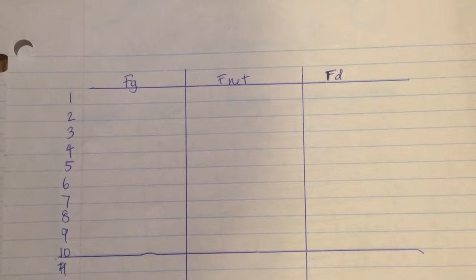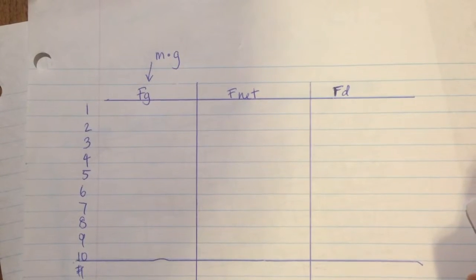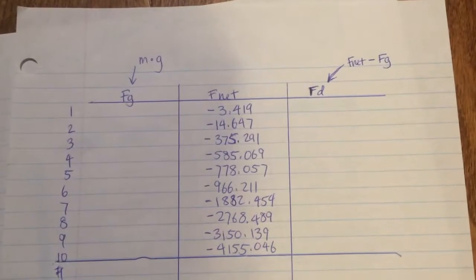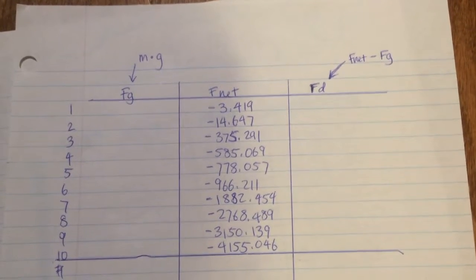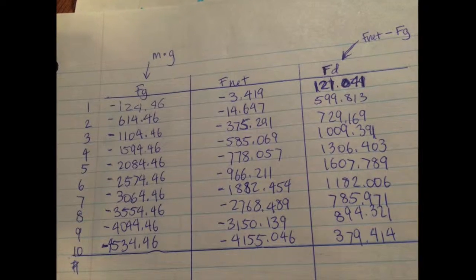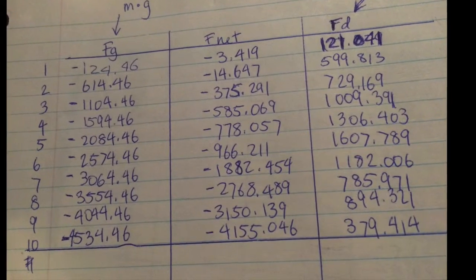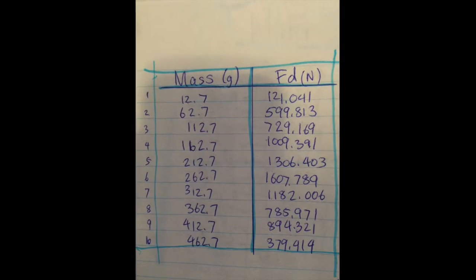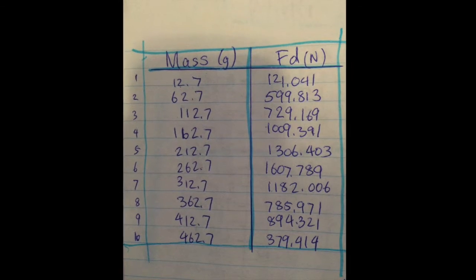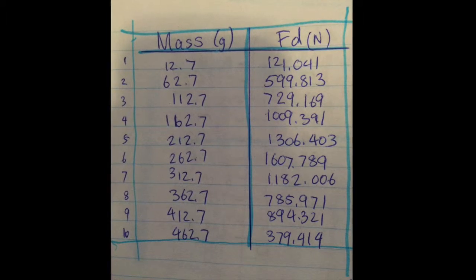Creating yet another chart, I know that force of gravity is mass times gravity. I already have all the values for F net, and I know the formula for the drag force. In this case, we are assuming the positive direction is up, therefore all of the forces of gravity will be negative. Finally, I have made one final chart comparing mass directly to the drag force.